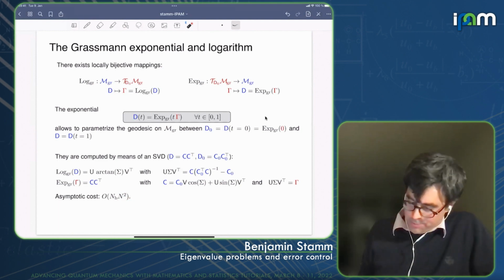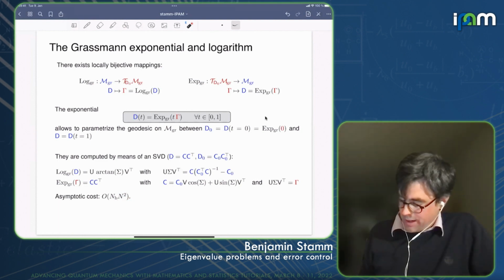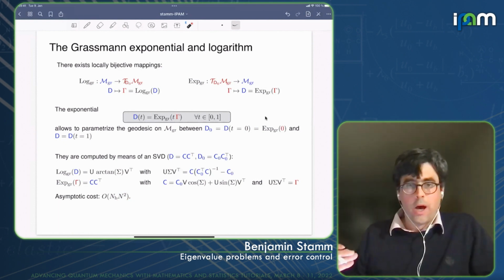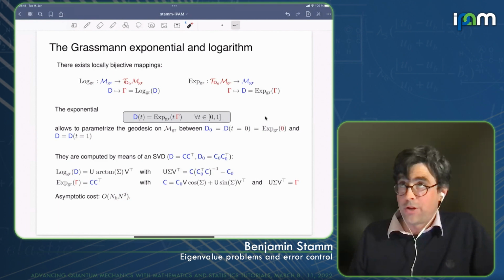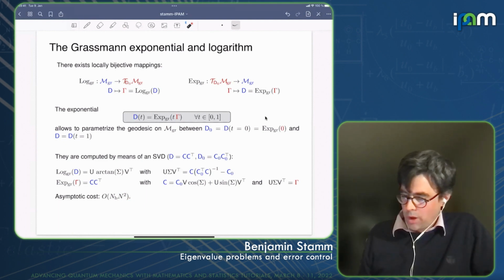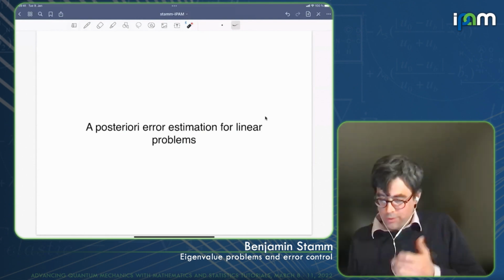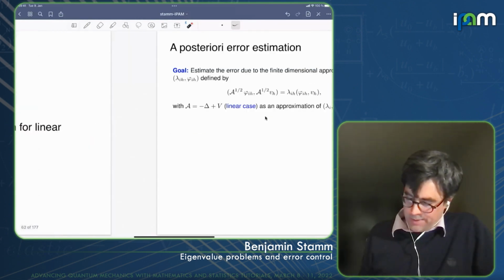But in practice, the pre-constant is quite low. Within an SCF iteration, we observed that the pre-constant compared to other operations is really negligible. Okay. Let us come to a posteriori error control for linear problems.